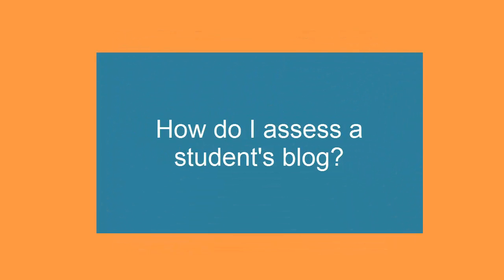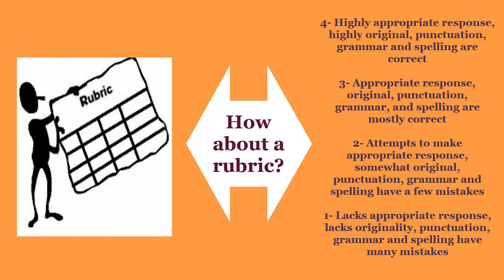You may be asking, how do I assess a student's writing on KidBlog? Here's an example of a rubric. The rubric lets students know what is expected of them and clearly states the expectations for the project. Rubrics also help students see that learning is about gaining specific skills, and they give students the opportunity to do self-assessment.